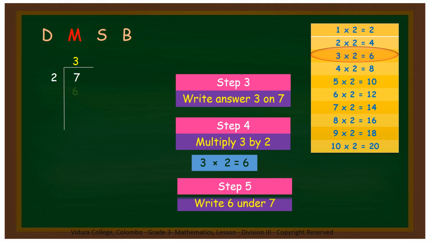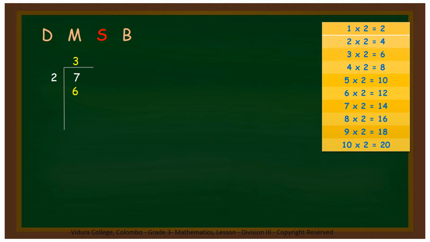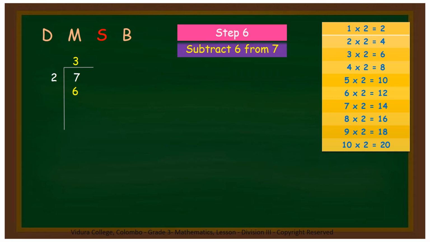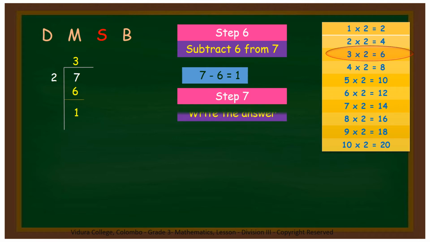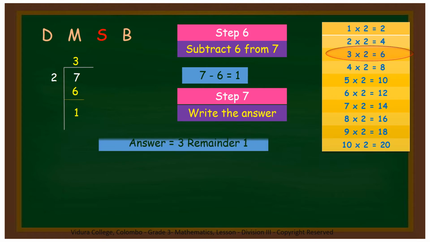Step 5. Write 6 under 7. Step 6. Subtract 6 from 7. 7 subtract 6 is 1. Step 7. Write the answer. The answer is 3 and remainder 1.